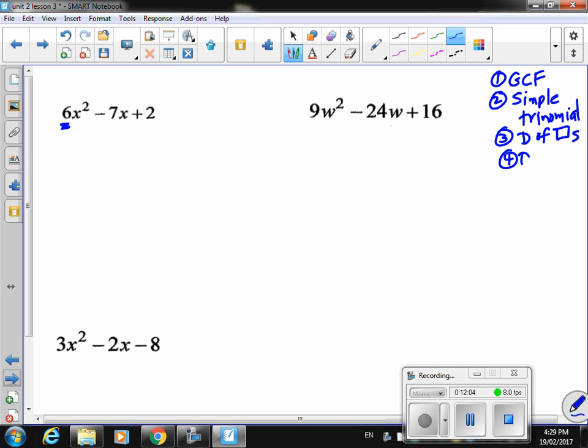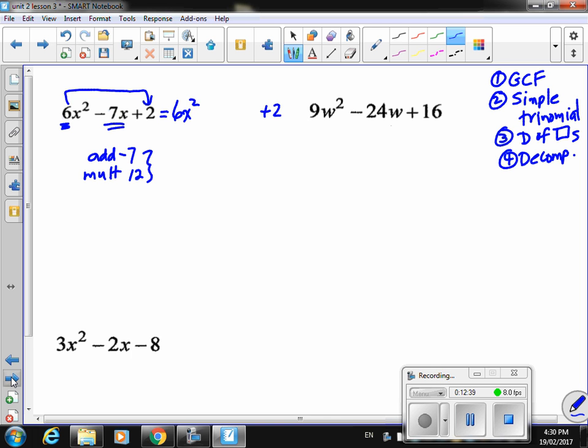This is our last method, and it's when they're tricky with a number in the front. So with decomposition, I want to write this equation out with that middle term broken into 2 parts, such that the 2 parts add to -7 and multiply to whatever 6 times 2 is, 12. If I do that, then it will factor by grouping really neatly.